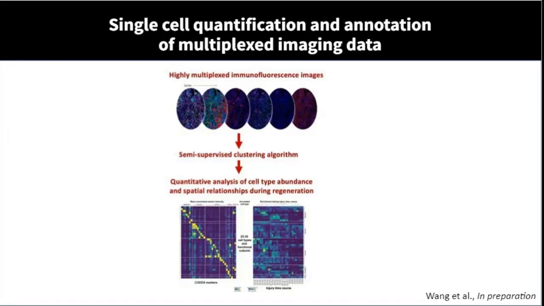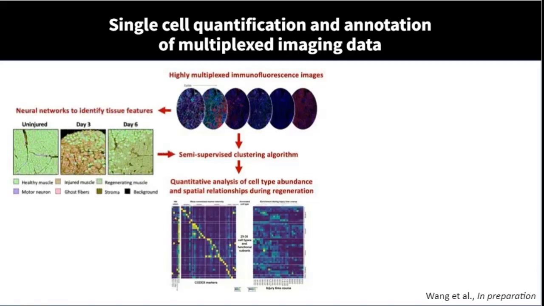And beyond that, by having spatial imaging data, we don't just have the protein expression data of each cell. We also have the morphological shapes and the spatial organization of the tissue. So what we've been doing is training neural networks to recognize features of the tissue, such as where the muscle is, where the motor neuron is, where the stroma is, and identify different types of muscle fibers, where the background is, and then feed this new information into the clustering algorithm as additional parameters that can be clustered on. And from this, we can generate really robust single cell annotations that can be used for downstream analysis.